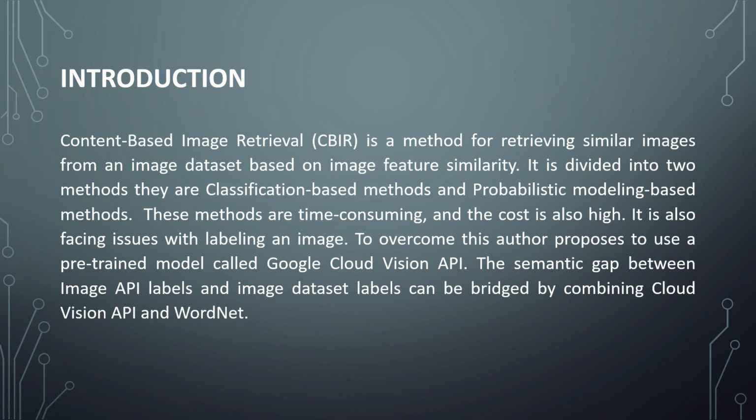So to address these issues, the paper suggests using the Google Cloud Vision API, which assigns labels to images using deep learning algorithms and pre-trained models. So, by using this, the semantic gaps between the image API labels and the image datasets can be solved by combining the Cloud Vision API and WordNet.